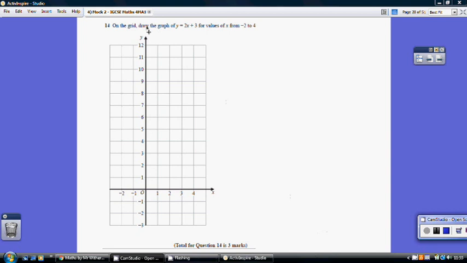Question 14. So it says draw the graph. Now it's helpful if you appreciate that because we've just got y's and x's and numbers, this is going to be a straight line graph. So look out for making sure you get a straight line. To draw a straight line, we just need a couple of points. But let's go for 3 points to make sure.